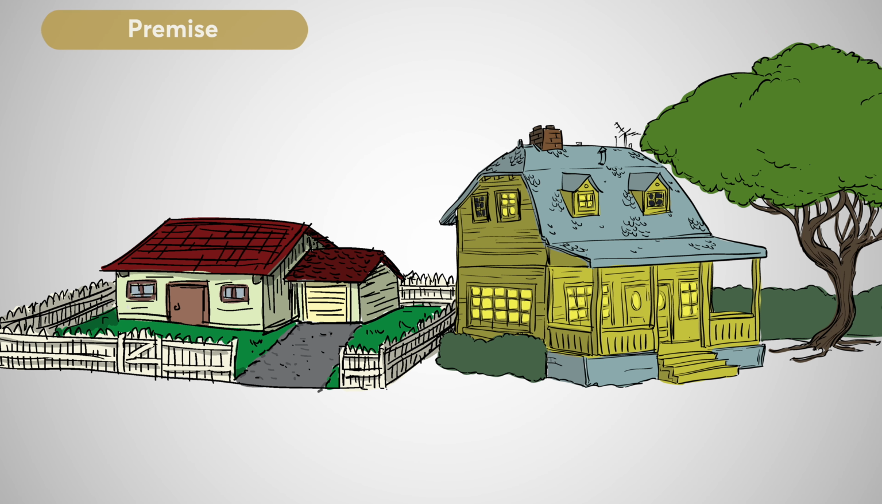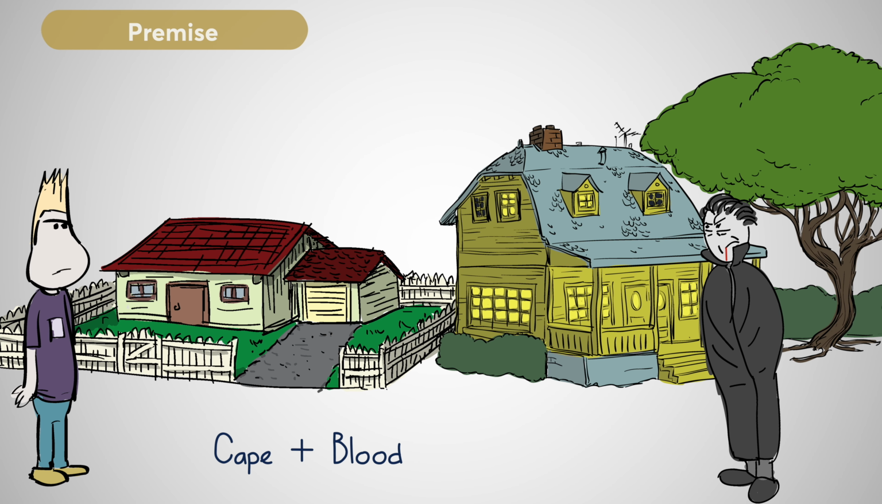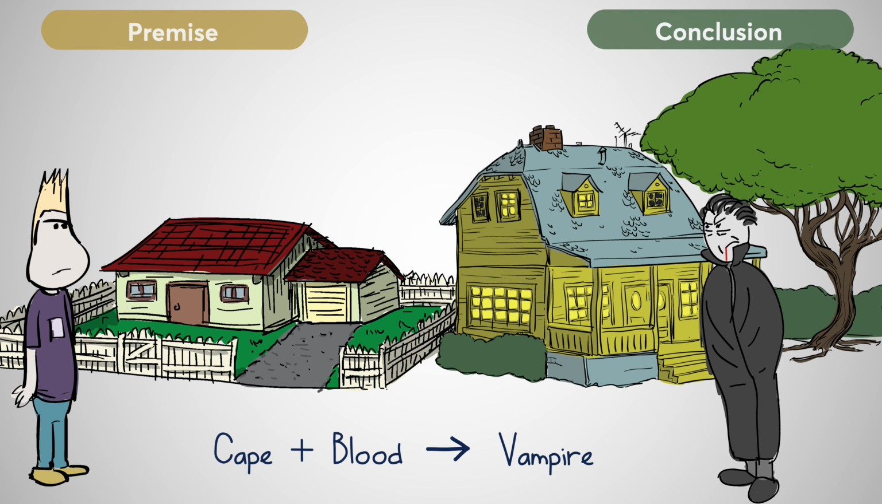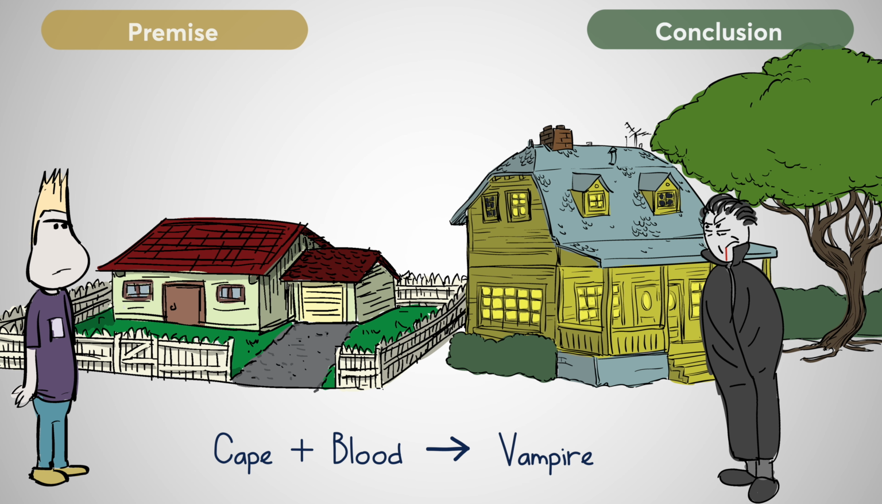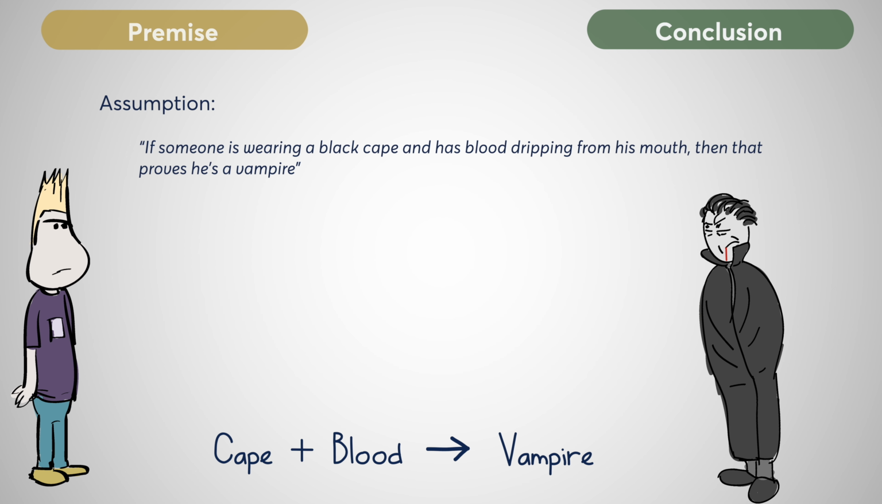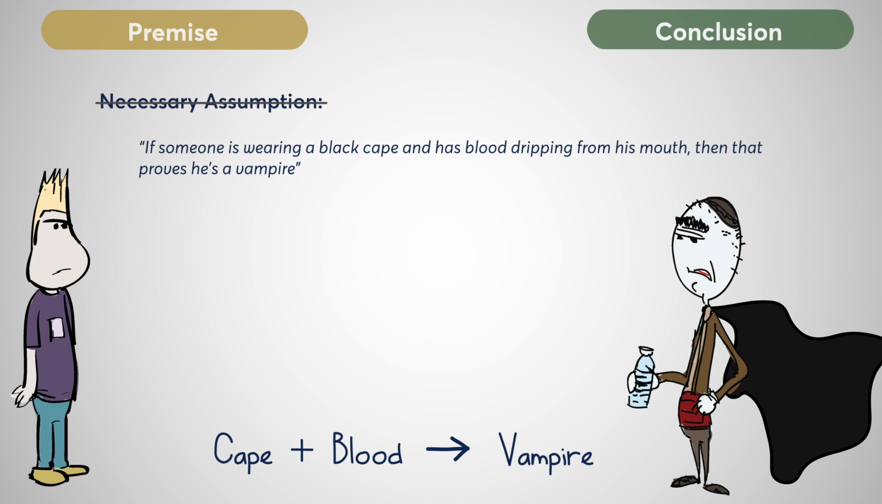So consider this example. My neighbor's wearing a black cape and has blood dripping from his mouth, therefore he must be a vampire. The core assumption that the argument's making is that the premise presented is enough to prove the conclusion. In other words, if somebody's wearing a black cape and has blood dripping from their mouth, then that proves he is a vampire. That's necessary because if it weren't true, if somebody who's wearing a black cape and has blood dripping from his mouth might not be a vampire, then the conclusion cannot automatically follow from the fact that we see him in a black cape with blood dripping from his mouth.